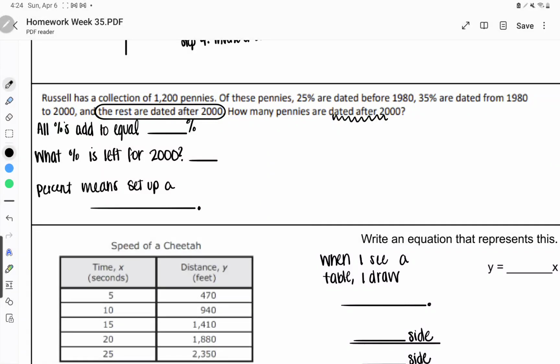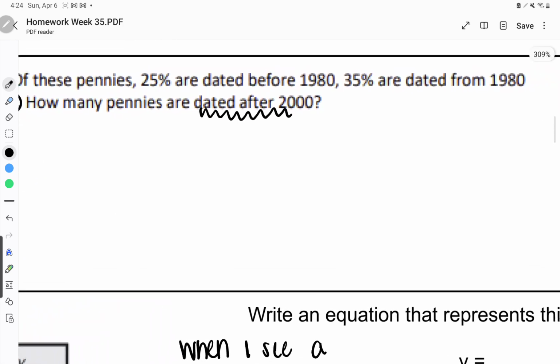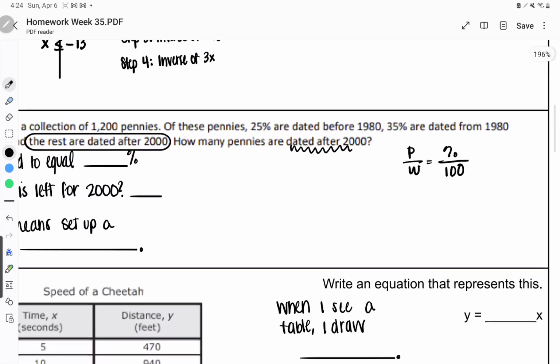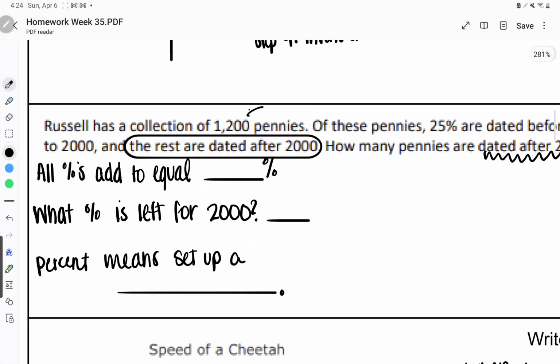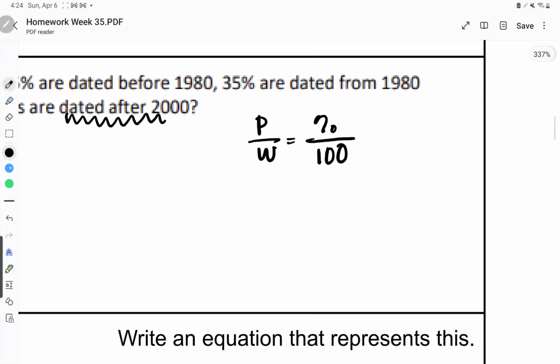In this case, did anything change? Nothing changed. He started with a collection of 1,200 and he ended with a collection of 1,200. So I'm going to have part over whole equals percent over 100. Now, he has a collection of 1,200. Is that a part or a whole? This is a total, so that is going to be a whole.